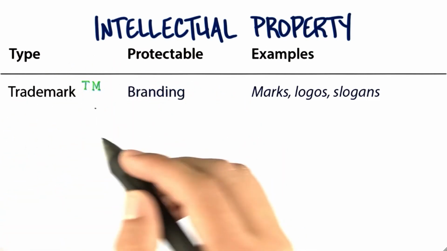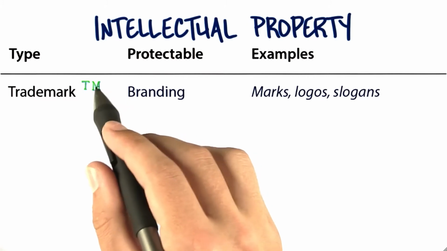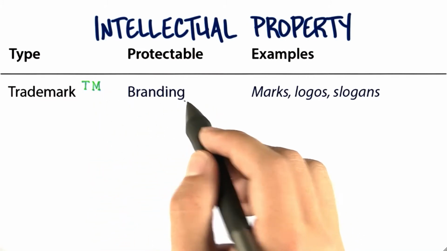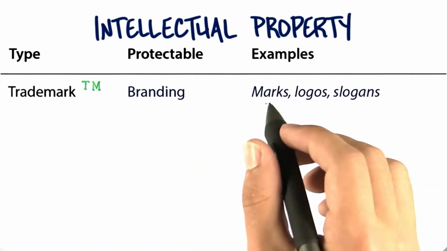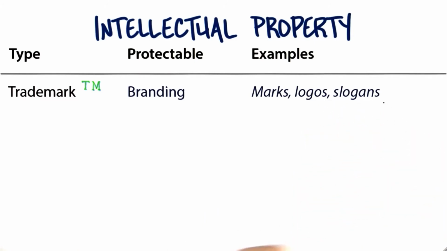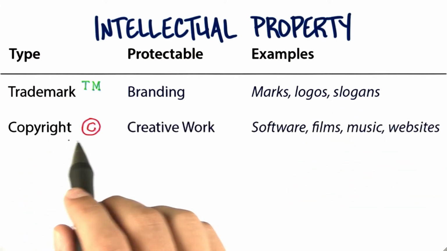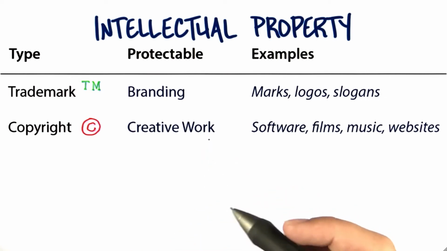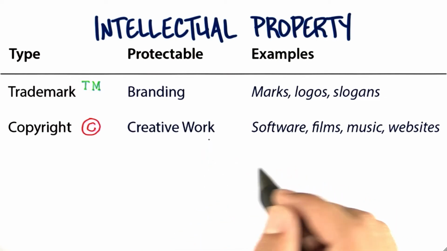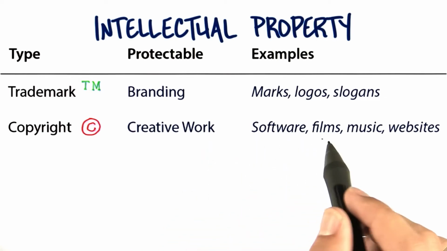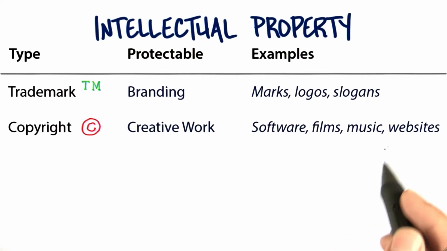And trademark means what can you protect is branding, like the Nike swoosh. And the examples could be marks or logos or slogans. Other type of intellectual property could be copyright. An example is creative or authored works and expressions. You can't copyright ideas, but you can copyright software or songs or movies or website content.